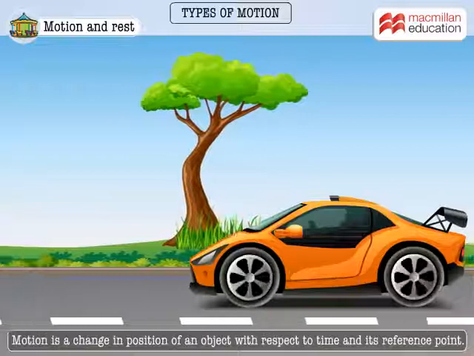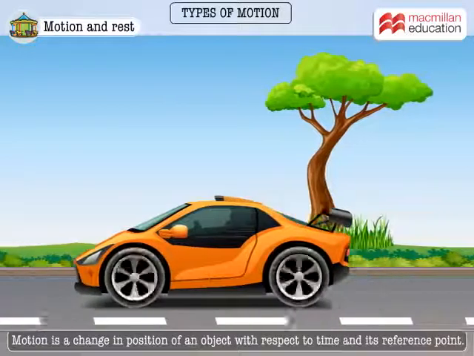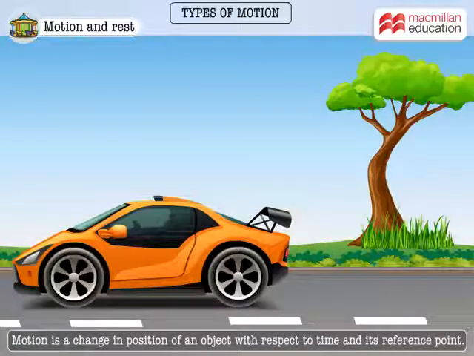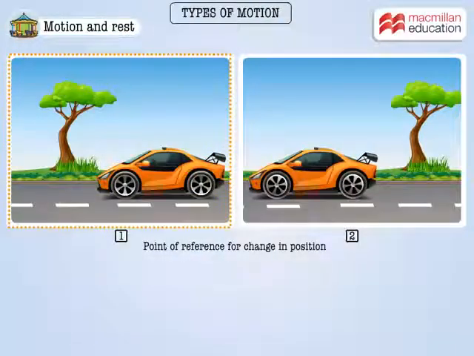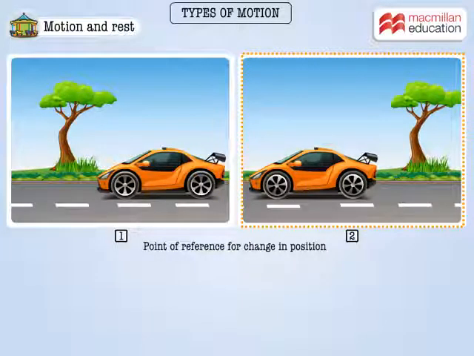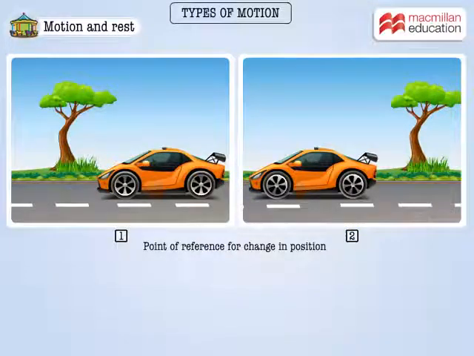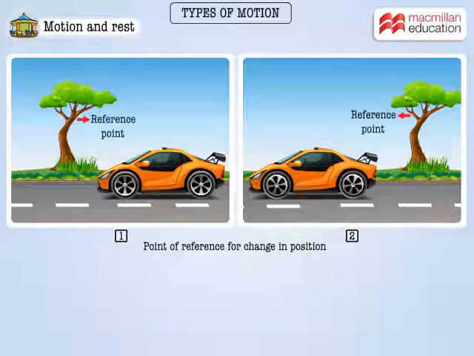Motion is a change in position of an object with respect to time and its reference point. Observe that in the first picture, the car is to the right of the tree. In the second picture, after a few seconds, the car has moved and it is to the left of the tree. As the tree does not move, the car has moved from one point to another. Therefore, the tree is considered as the point of reference.